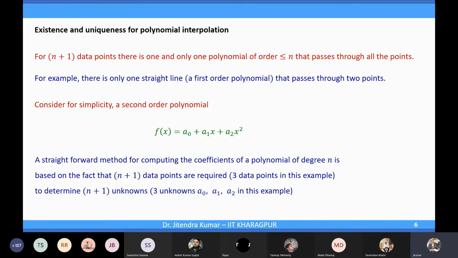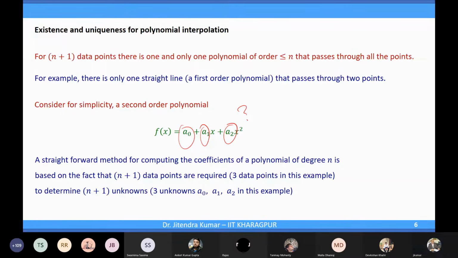So a straightforward method for computing the coefficients. In this polynomial, what are unknown? Unknowns are these coefficients. So for degree n, we will take n plus 1 data points. Here we have a second degree polynomial, so we need 3 data points. And then we can compute all these unknowns.